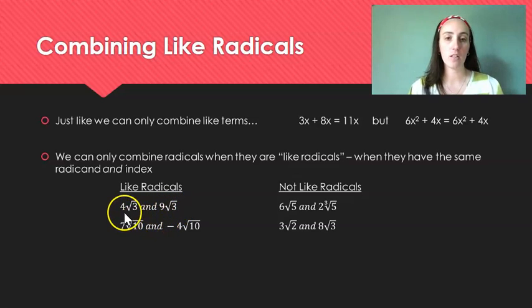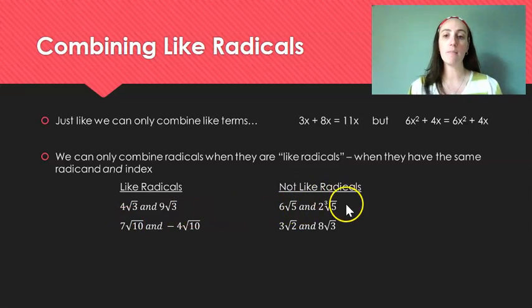These are like radicals because inside the radical symbol, our radicand, the number is 3 in both, and they have the exact same index. Remember, this one does not have that little number written on top, so that means their index is 2. Underneath here is another example of two like radicals, 7 square root 10 and negative 4 square root 10. It does not matter that the 4 here is negative, but this 7 here is positive. What matters is that the number inside the radical is the same and that they're both square roots and don't have a higher index than that.